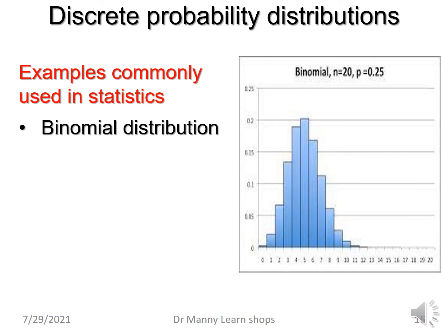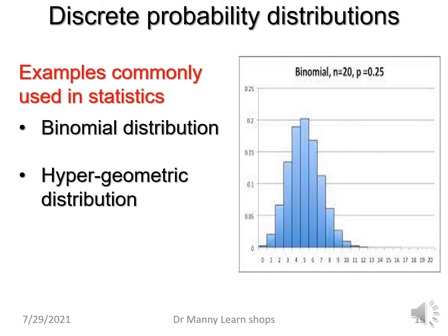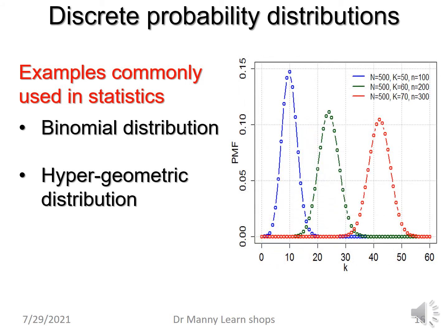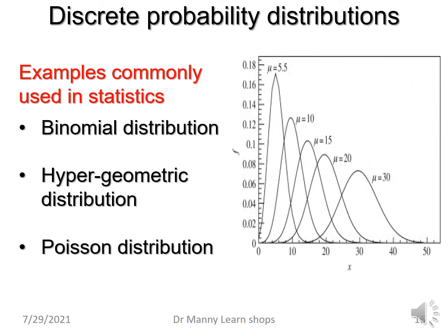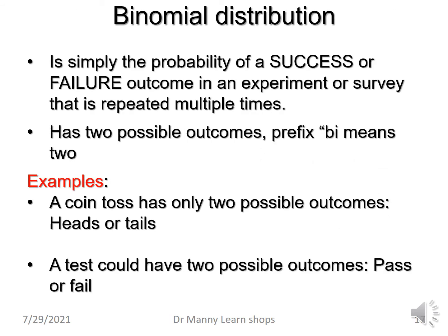So, when we look at discrete probability distributions, examples commonly used in statistics are the binomial distribution, hypergeometric distribution, and Poisson distribution. The binomial distribution is simply the probability of a success or failure outcome in an experiment or survey that's repeated multiple times. It's got 2 possible outcomes, that's why we have bi. An example would be a coin toss, which has only two possible outcomes, heads or tails. A test could have two possible outcomes, pass or fail.